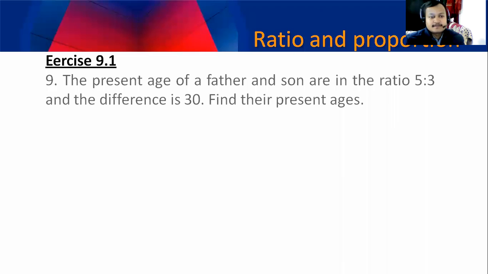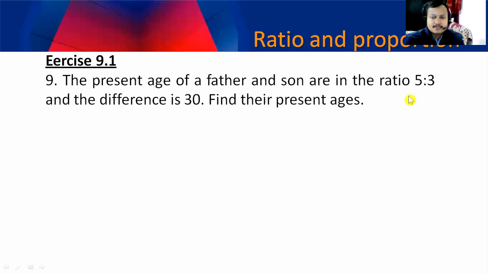Question number 9. The present ages of father and son are in the ratio 5:3. And in some other questions, 7, 8, there are numbers. Two numbers are in the ratio 5:3, like this one. So this is a question similar to the others. I solve it for you because of that reason. It is similar to other questions.